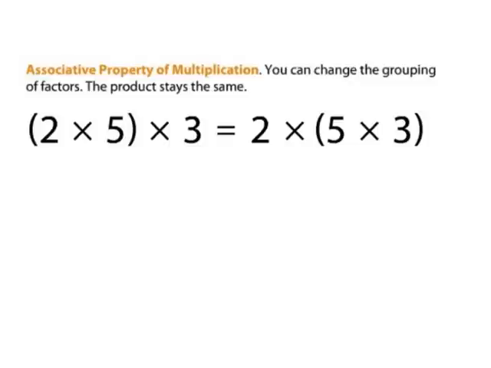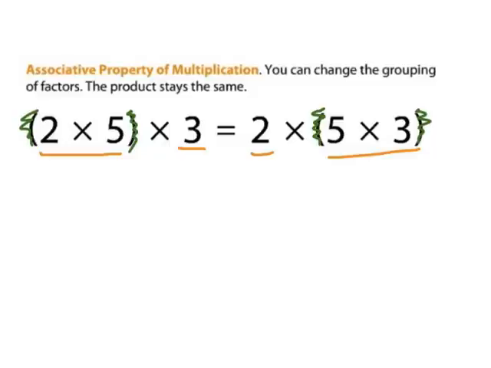The next property is the associative property of multiplication. And in this one, you can see that you change the grouping of the factors, but the product stays the same. So here we have a 2 times 5 times 3, and here we have a 2 times 5 times 3. The numbers are in the same exact order, but the grouping changes with these parentheses. The parentheses are around the 2 and 5 here, and the parentheses are around the 5 and the 3 there.